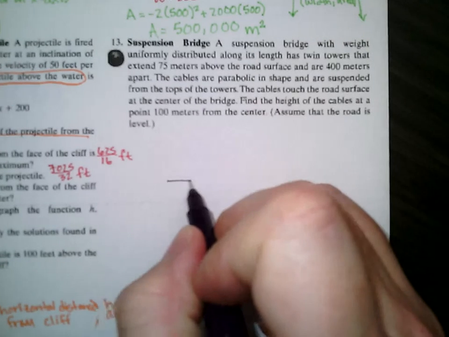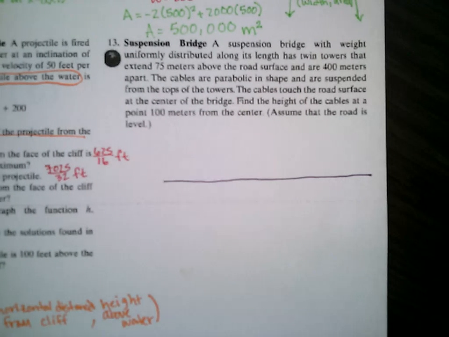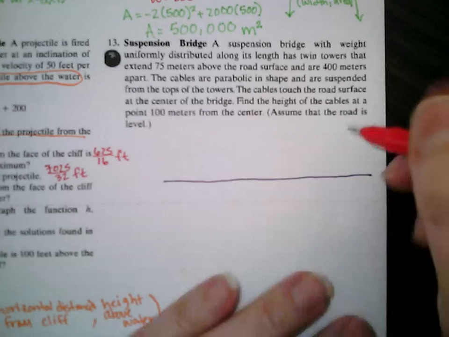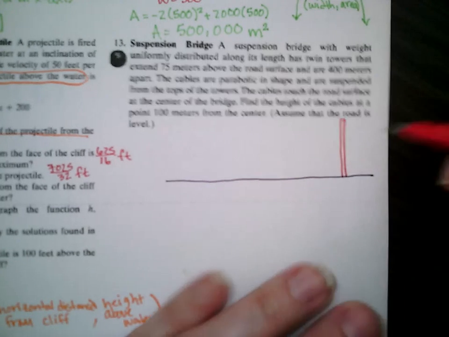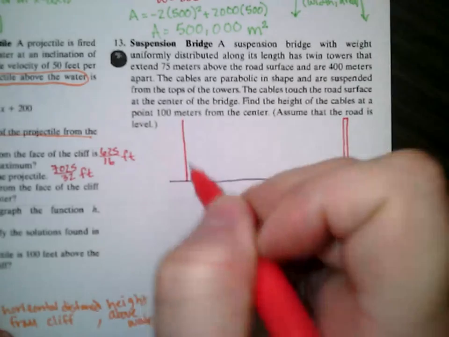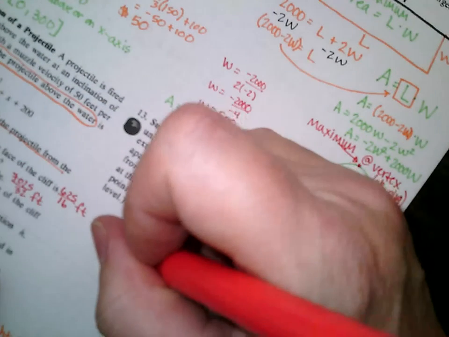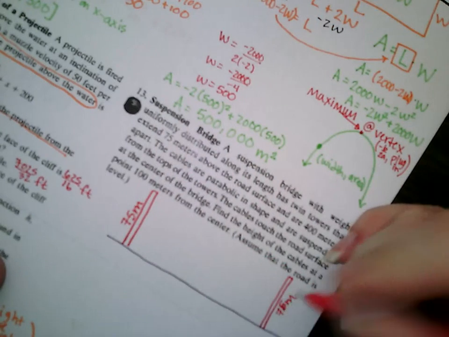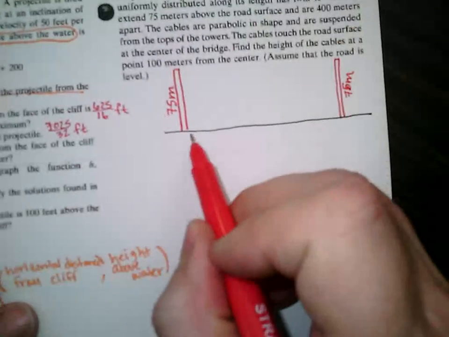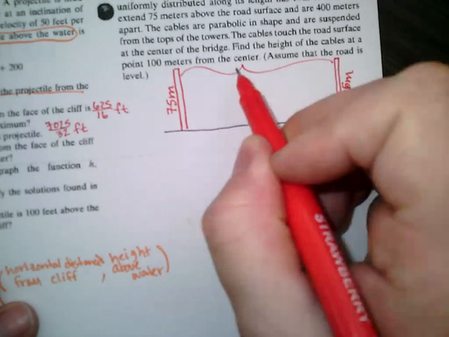So we've got a road going along, and then we're going to have this bridge. We'll make it red like the Golden Gate Bridge. I think it's red. Anyway, my bridge is going to be red. So what I know about these towers is that they are 75 meters tall, and they are 400 meters apart from each other.